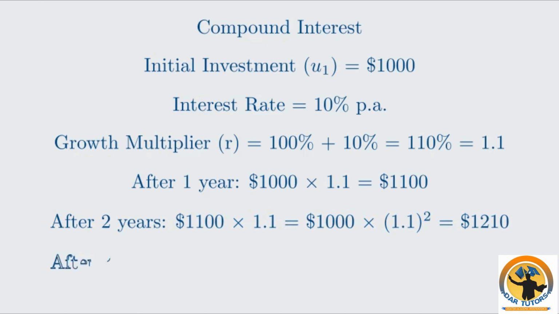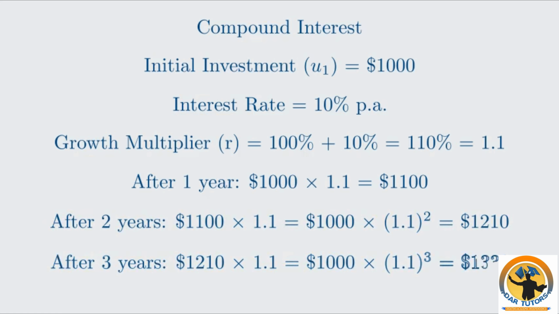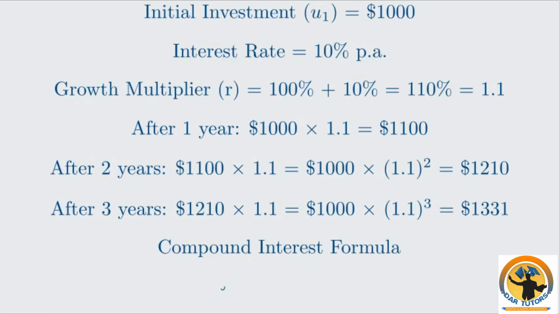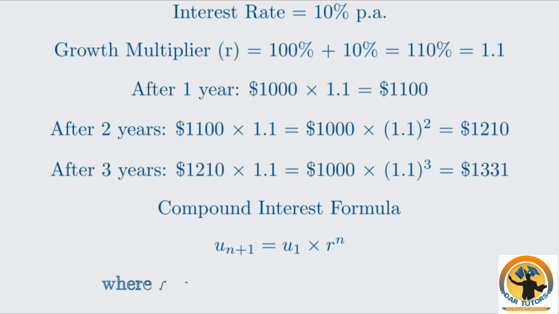After 3 years, we multiply by 1.1 again, getting $1,331, which is $1,000 times 1.1 cubed. This pattern gives us the compound interest formula. The amount after n compounding periods, U_{n+1}, is the initial investment, U_1, times the growth multiplier, R, to the power of n. The growth multiplier R is calculated as 1 plus the interest rate as a decimal.